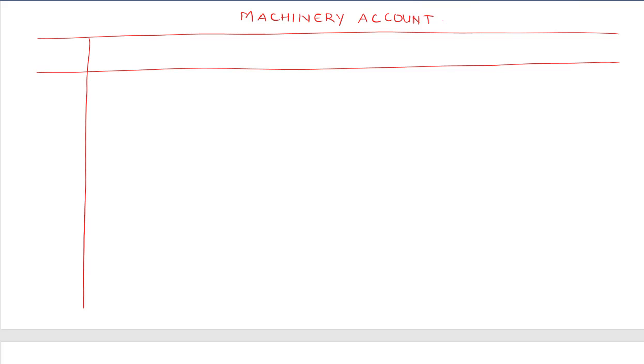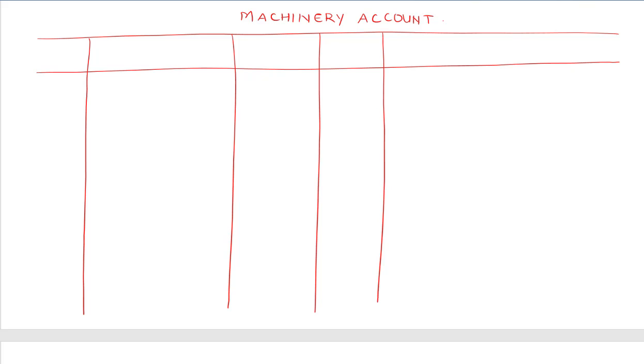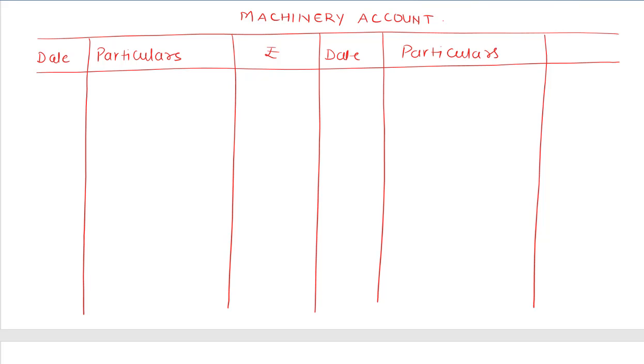Date, particulars, amount. Date, particulars, amount. Debit, credit.